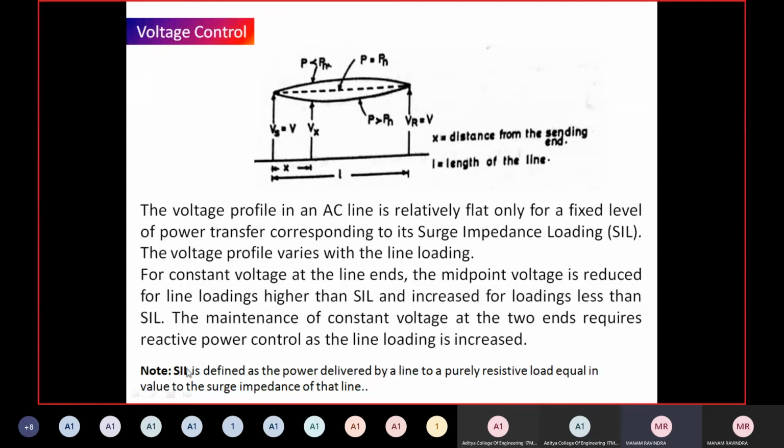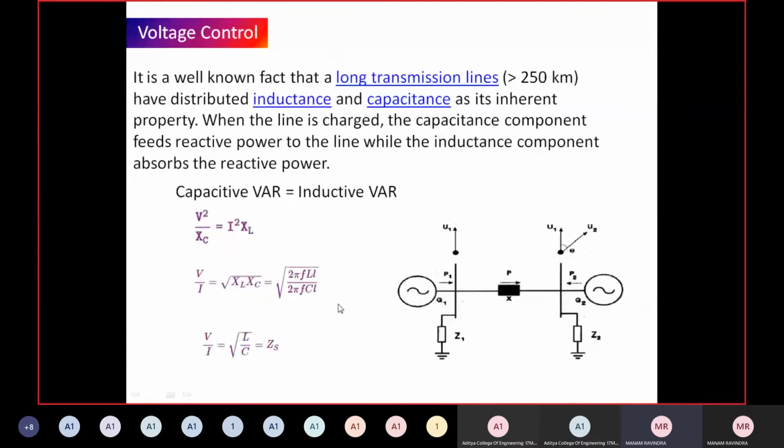Finally, we can define it here. SIL is defined as the power delivered by a line to a purely resistive load equal to the surge impedance of that line. Did you understand all this?